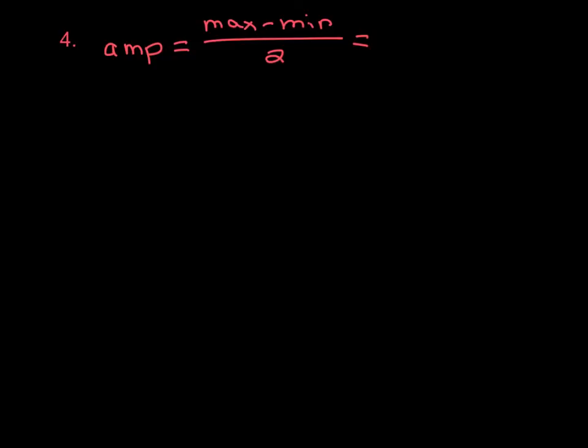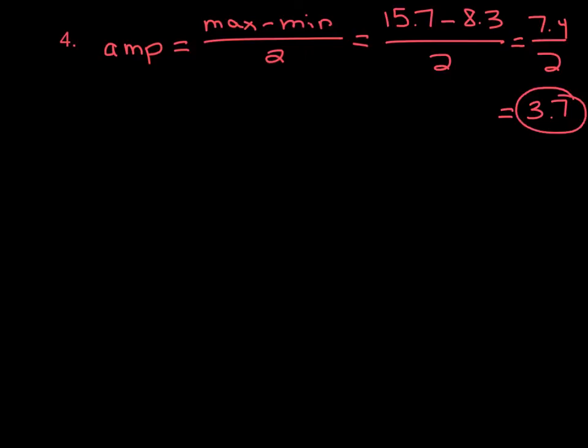Number 4 wants us to determine the equation's amplitude. So we can use this formula. We know the amplitude is equal to the max minus the min divided by 2. So they say the maximum number of hours of daylight is 15.7. That occurs on June 21st. The minimum hours of daylight is 8.3, so I'm going to plug that in for minimum. That occurs on December 21st. And we're just going to subtract those and divide by 2. So when you subtract those, you get 7.4, and 7.4 divided by 2 is 3.7. So our amplitude is 3.7.